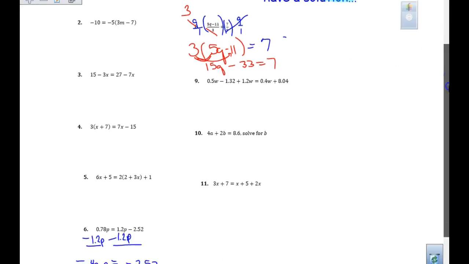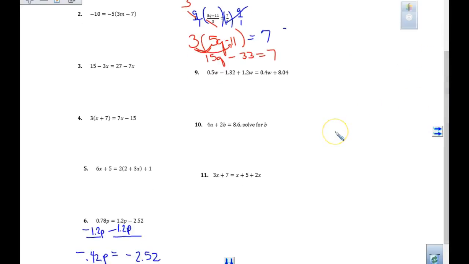I'm not sure if number 9 is the question on that one. I guess I can start it, but I'm not looking at finishing that. Because if I'm looking at this, my first step should be to add my like terms. So I should get 1.7w minus 1.32 equals 0.4w plus 8.04.